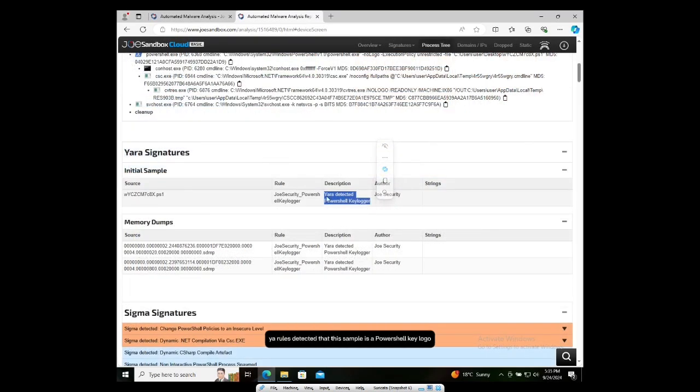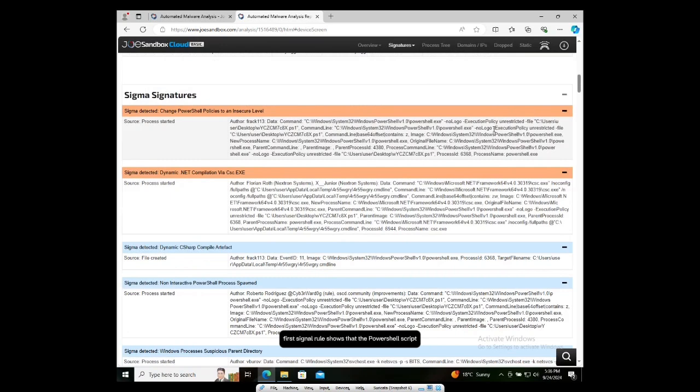JoeSandbox YARA rules detected that this sample is a PowerShell keylogger, and it was also able to compare these against some memory dump to come to the same conclusion. The first Sigma rule shows that the PowerShell script when run is specified as execution policy unrestricted, which is noteworthy when being run at the highest level.